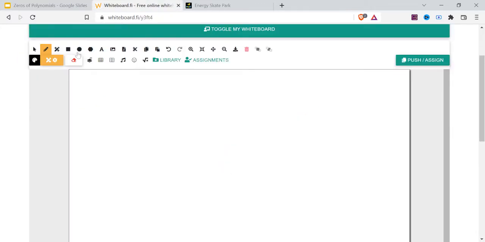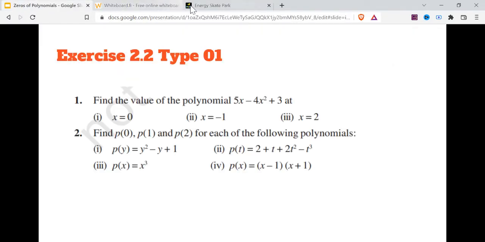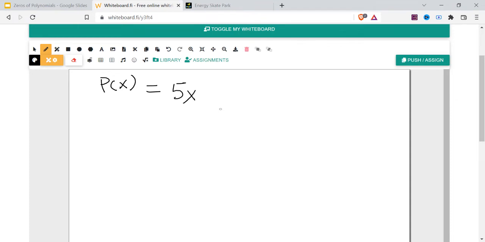So our equation was p(x), say polynomial of x, equals 5x minus 4x square plus 3. Okay, so minus 4x square plus 3.